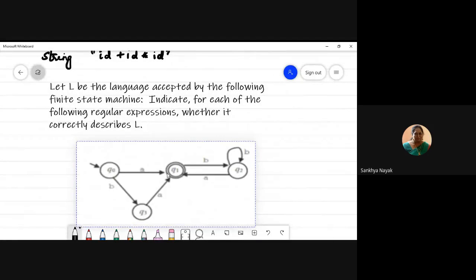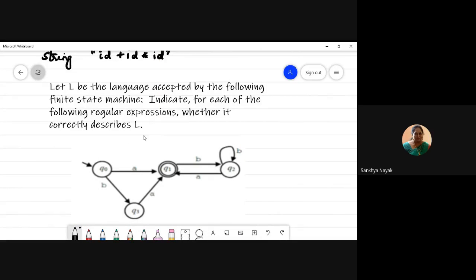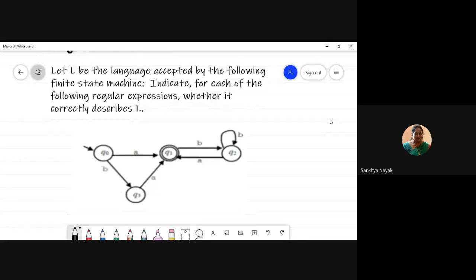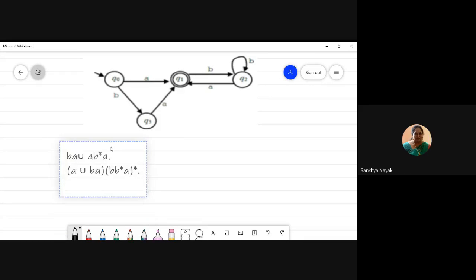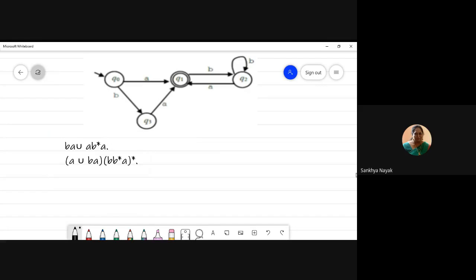Now let us see one more question. Something like this also might be asked. Like there is a diagram which is given, and this is a language which is accepted by some state machine. They'll give you some regular expression, and you have to tell whether it belongs to this or not. Okay. For example, the first one is given as BA union AB star A. Correct? Whether it will accept it. Does it accept BA? That means union means what? It should accept either this or this. Correct? So you see whether it accepts BA.